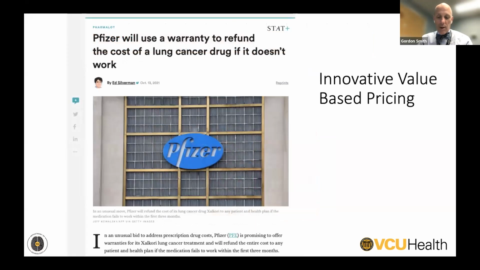And we'll talk more about governmental relief in the United States. But what we're seeing outside of governmental involvement is companies starting to explore innovative pricing models. And this is just one example for a cancer drug that is using a warranty type concept.